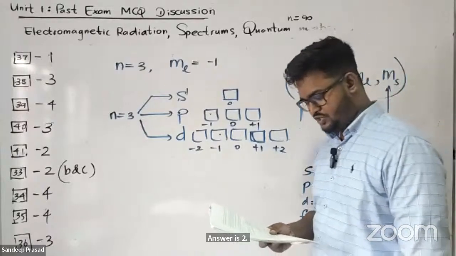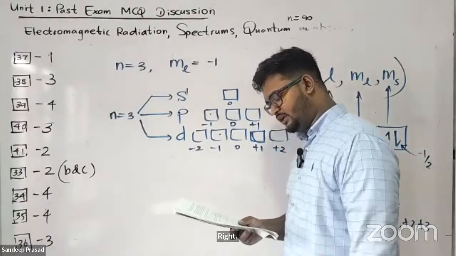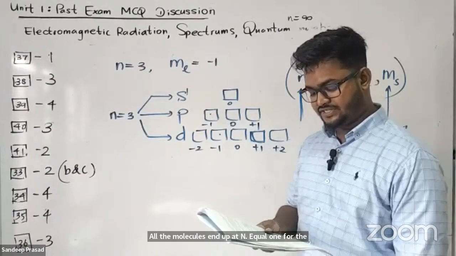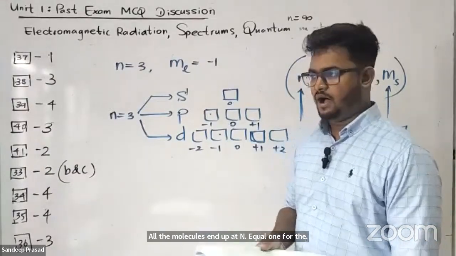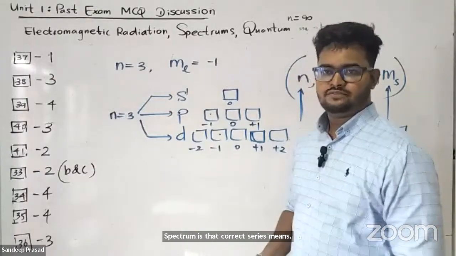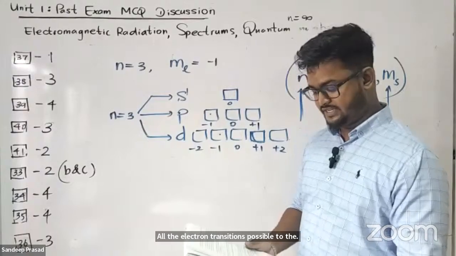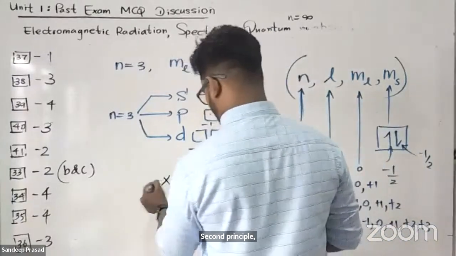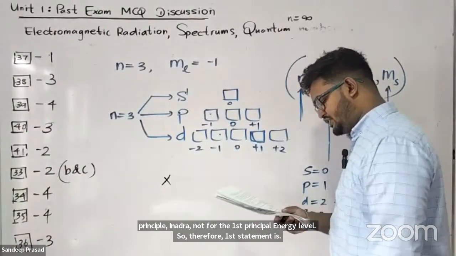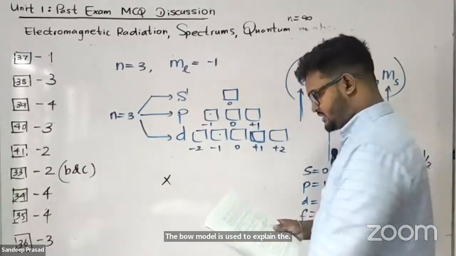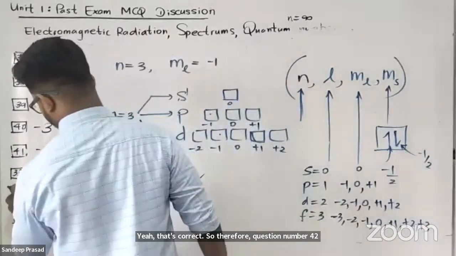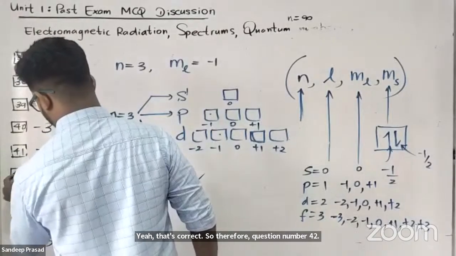Question number 42. All the electrons end up at n equal 1 for the Balmer series in the emission hydrogen spectrum. Is that correct? Balmer series means all the electron transitions are possible to the second principal energy level, not the first principal energy level. Therefore, the first statement is wrong. The Bohr model is used to explain the origin of the hydrogen spectrum. Yes, that's correct. So question number 42, answer is the fourth one.